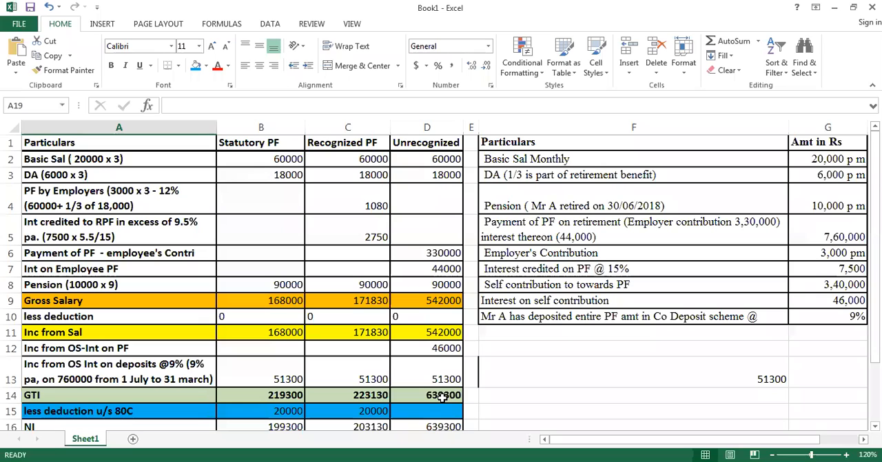So totally 7,60,000 is there, sir. But the employer contribution is 3,30,000 and interest is 44,000. Totally it will be 3,74,000, and the remaining is 3,86,000, sir. The deduction of that will be 12,000, sir, not 20.